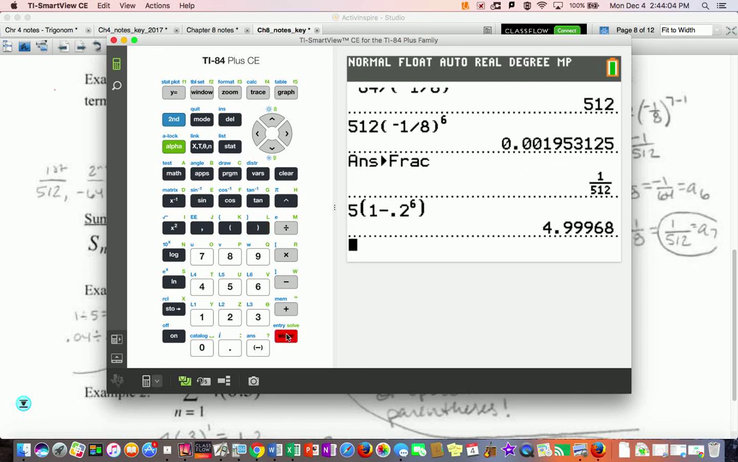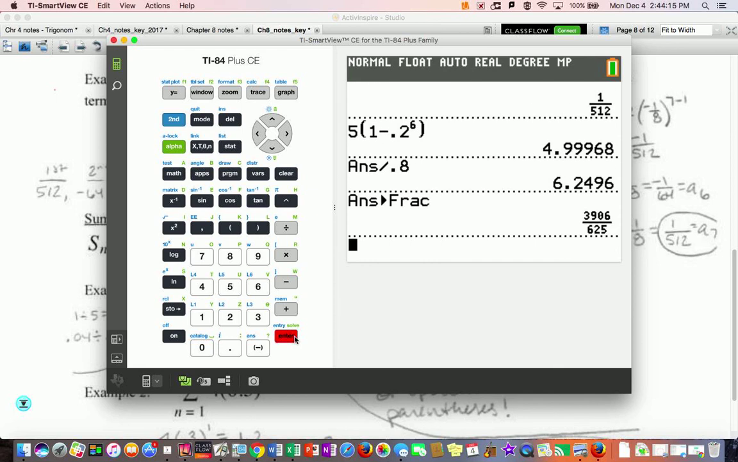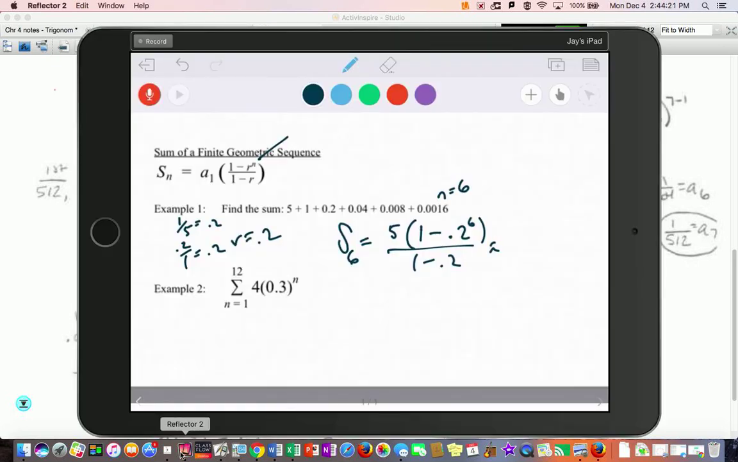That's the top. And remember, we're dividing by 0.8. And you can hit math, enter, enter to see if that's a nice number. So either one of these answers, I probably would just write it down as approximately 6.25.